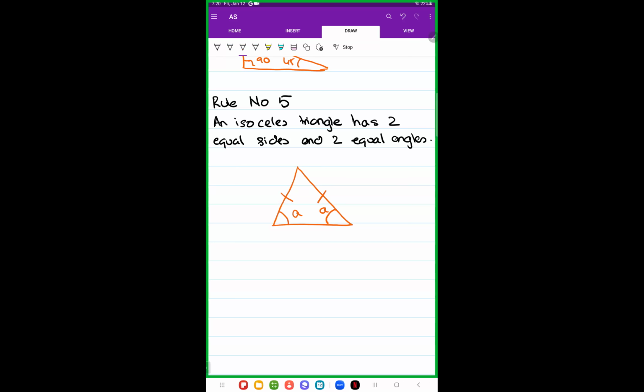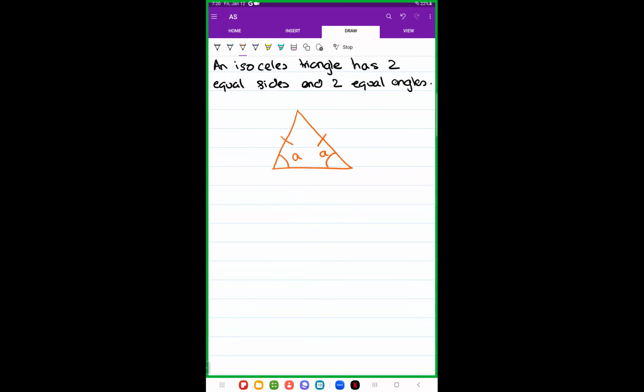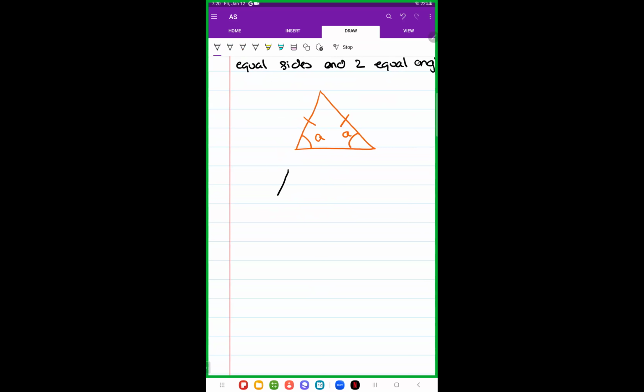Even the top? No, not the top. For example, I've told you that this is an isosceles triangle with side 8. So this would also be 8, since it is an isosceles triangle. And I've told you that this angle is 30. If this is 30, automatically from this rule, I know this will also be 30.